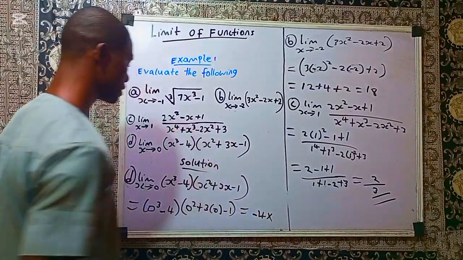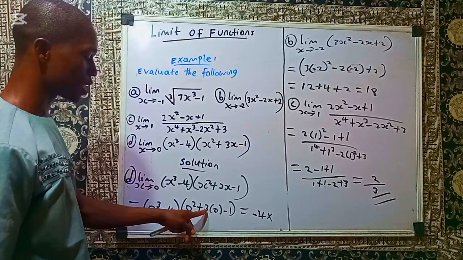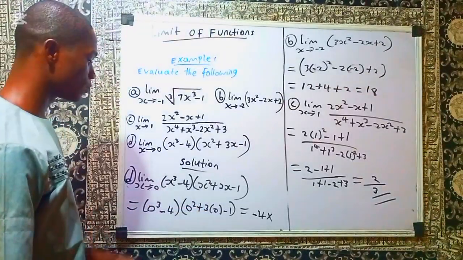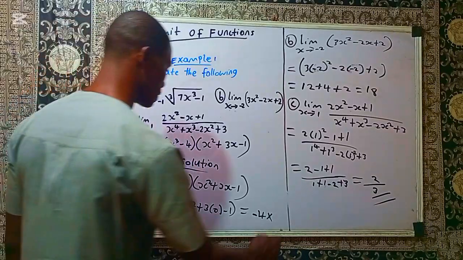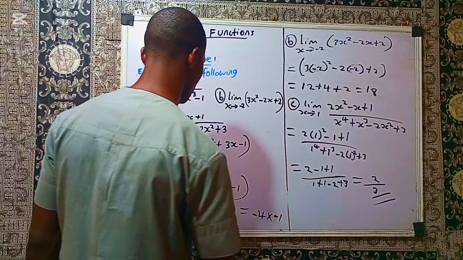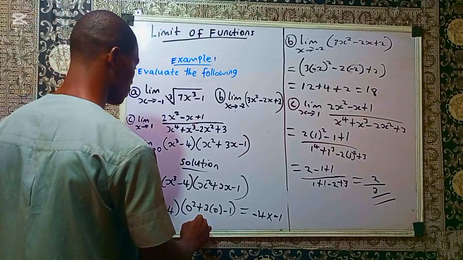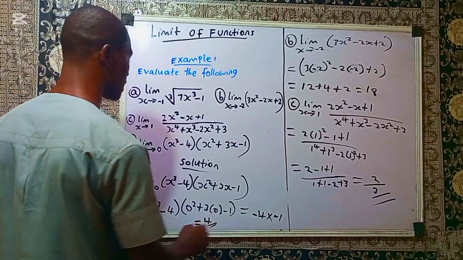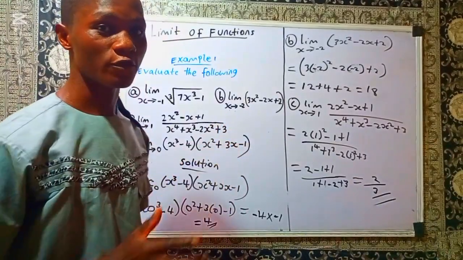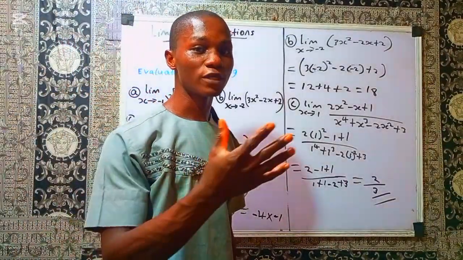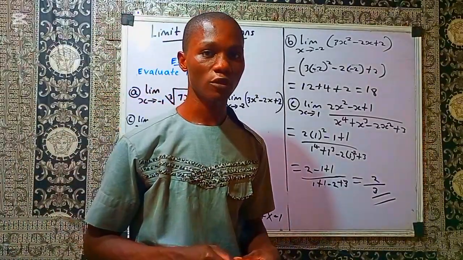Then multiplying 0 raised to power 2 will give you 0. And 3 times 0 will give you 0. 0 plus 0 is 0. Then 0 minus 1 will give you minus 1. Then you have minus 4 multiplying minus 1 will give you positive 4 as the answer. So we have evaluated limits of some functions, and all the limits we evaluated gave us real numbers.